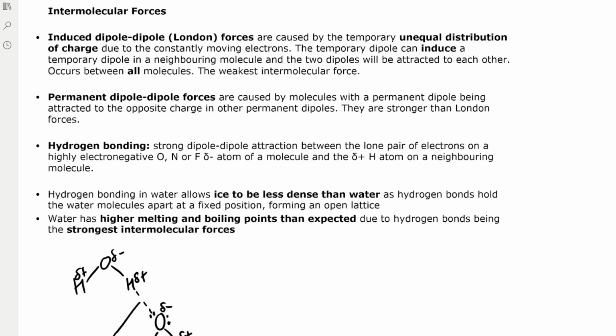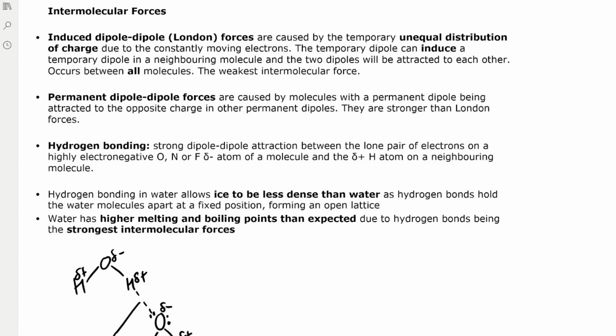Intermolecular forces. So induced dipole-dipole London forces are caused by the temporary unequal distribution of charge due to the constantly moving electrons in molecules. So in molecules, electrons are always moving, they never stop moving. And the temporary dipole can induce a temporary dipole in a neighbouring molecule, and the two dipoles will be attracted to each other. These forces occur between all molecules, and it's the weakest intermolecular force, meaning it requires little energy to overcome.